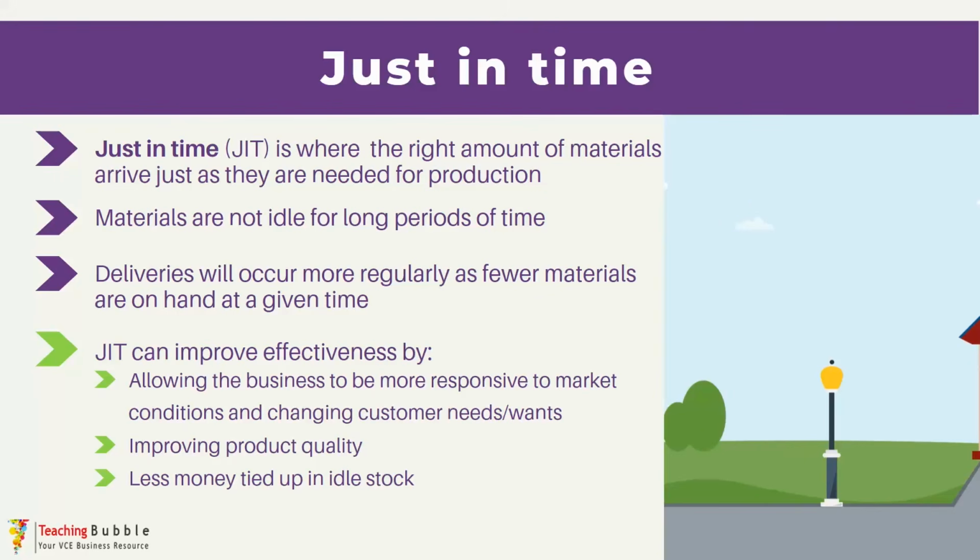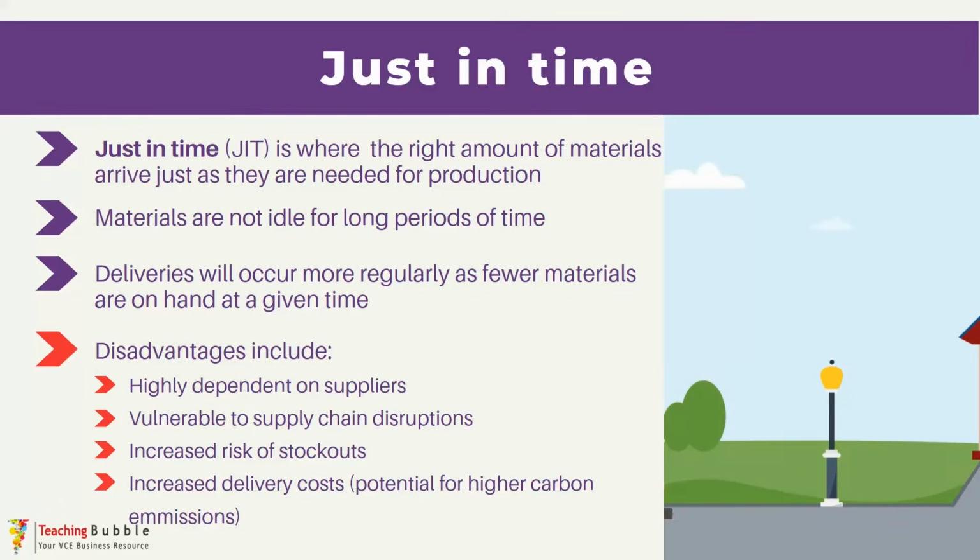And it can also improve quality in some instances. For example, a food manufacturer or a restaurant that has frequent deliveries is likely to be using fresher food materials, improving the quality of the food that's being produced for customers. However, just in time is highly dependent on suppliers, so making the business more vulnerable to supply chain disruptions. For example, if there's a delay with a supplier or during transportation, then the business may not have enough materials on hand to continue production, which causes delays and increases the risk of being out of stock for customers. And there's also the likelihood that delivery costs and potential carbon emissions will increase due to more frequent deliveries.